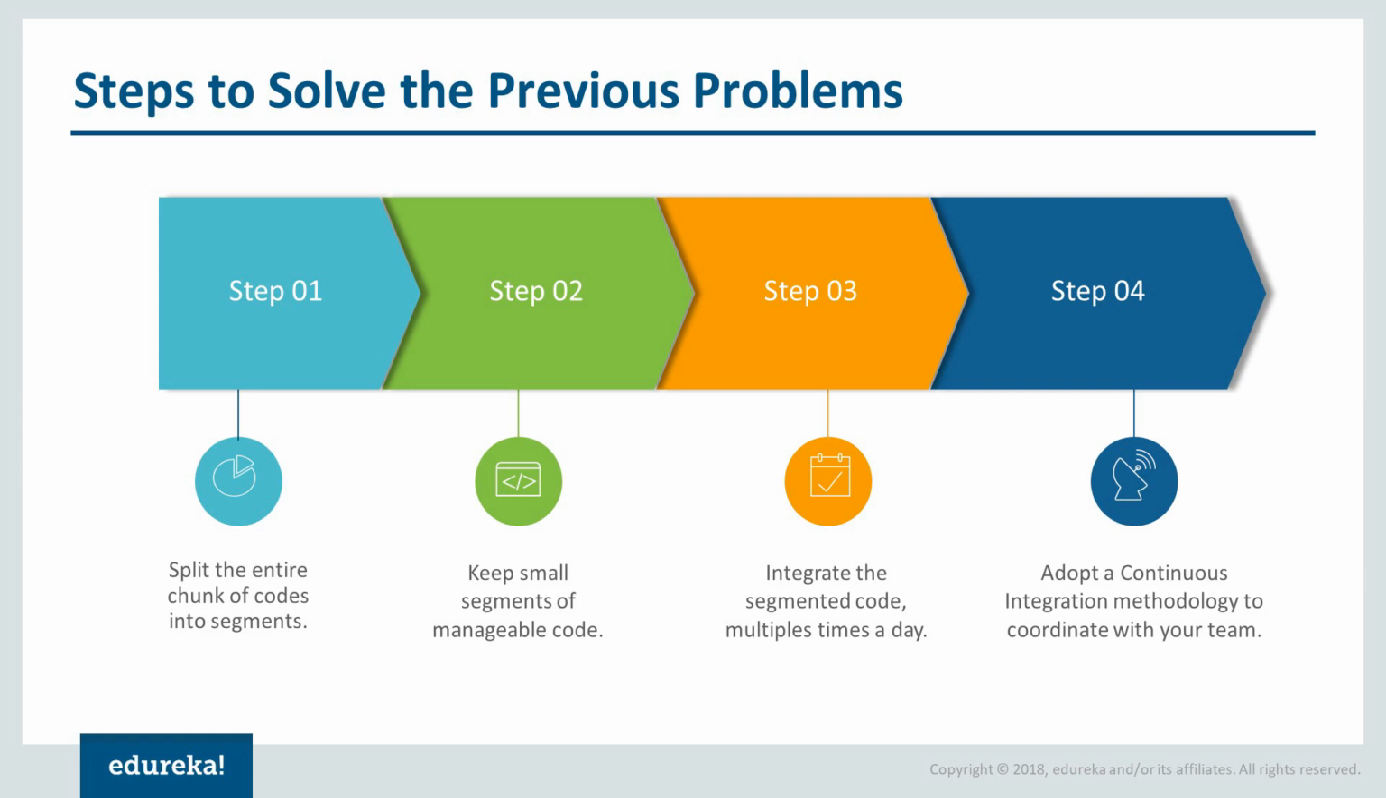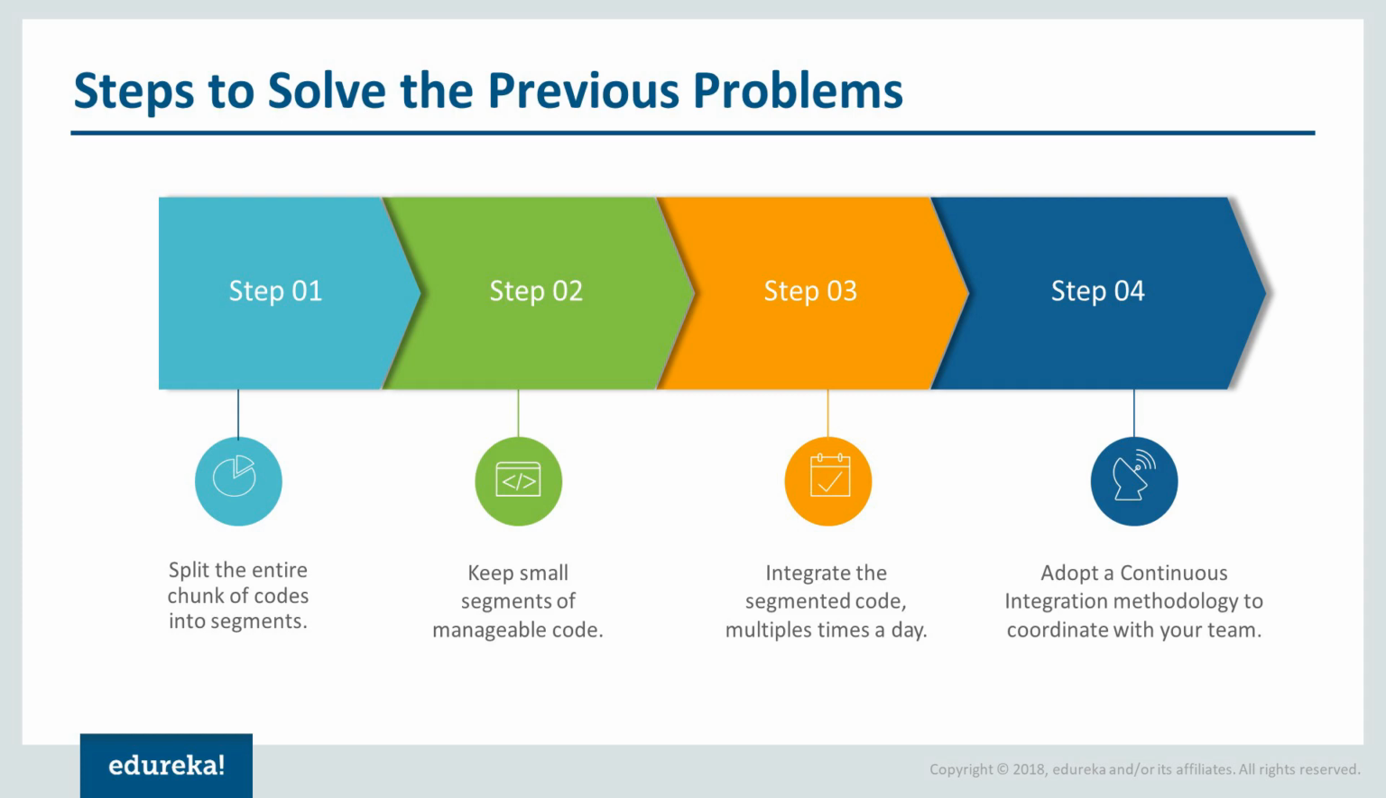This is perhaps the most important principle of CI, that you should commit your code, or your developers should commit their code multiple times in a single day. And if not multiple times, at least once a day. If they're not doing that, then you cannot achieve proper CI.